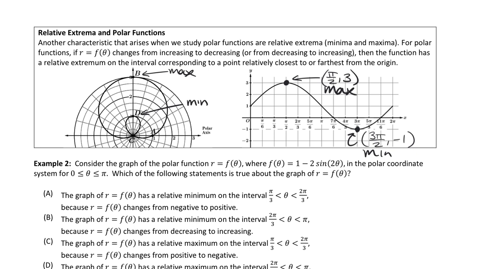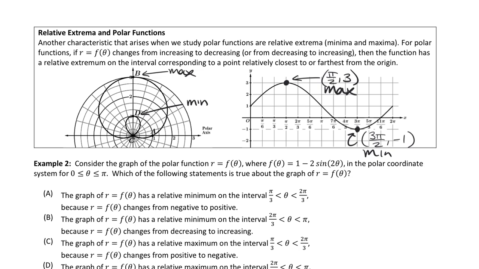The definition says, and I'll read it once for you, it's a little confusing, so I just want you to think again, back into rectangular, they're the same coordinate points. It says that if r equal to f of theta changes from increasing to decreasing or vice versa, then the function has a relative extremum on the interval corresponding to a point relatively closest to or furthest from the origin. Or, graph it rectangularly, find the coordinate point of the max and mins, it's the same coordinate point in polar. Just now it needs to be r comma theta instead of x comma y. Are we okay with that?